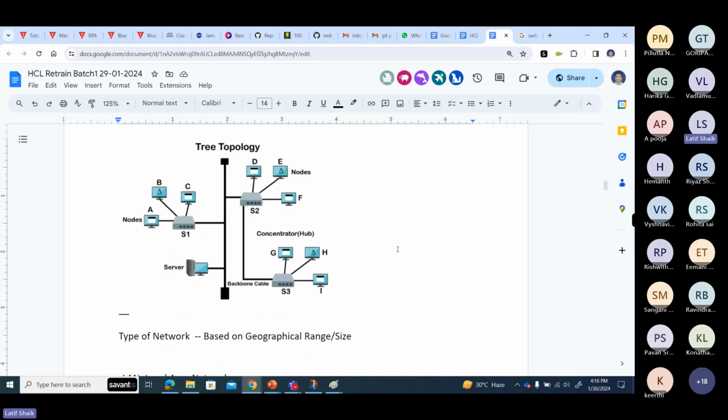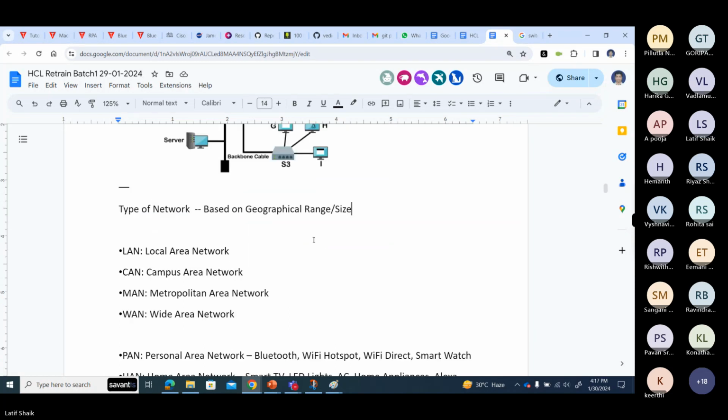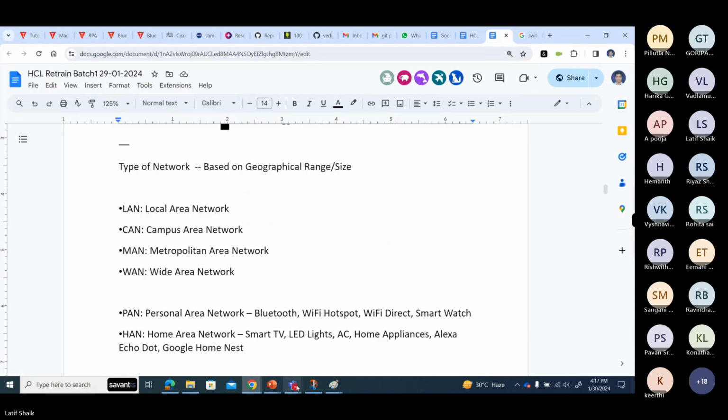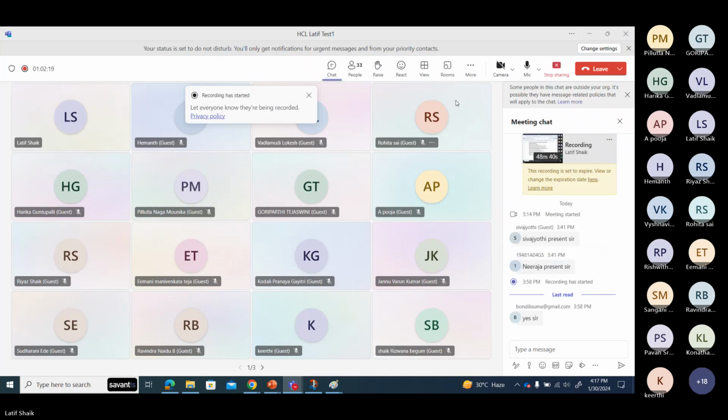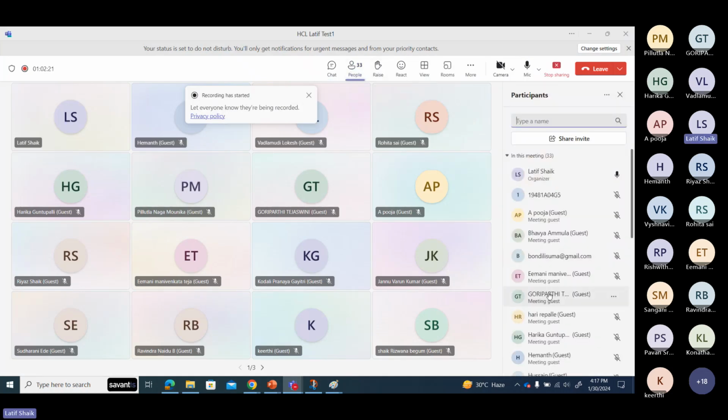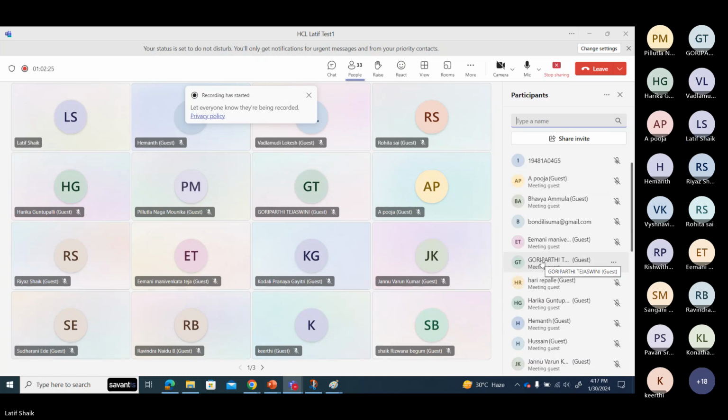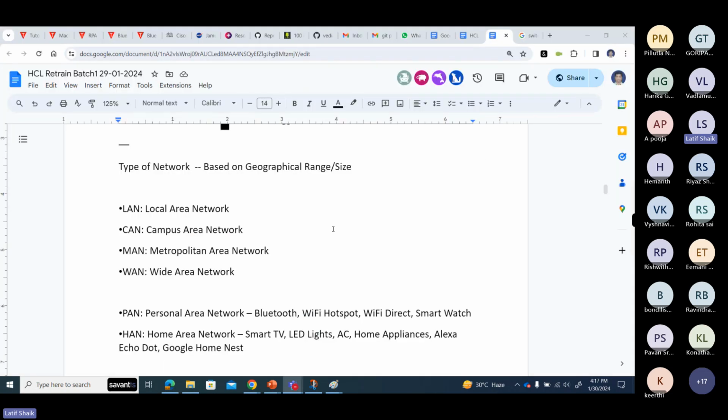You guys understand up to here? Yes, sir. Very good. Very good. So then we have Tejaswini next.